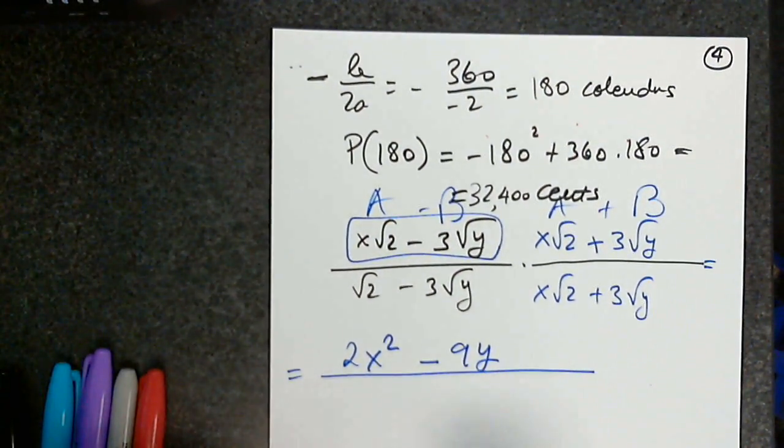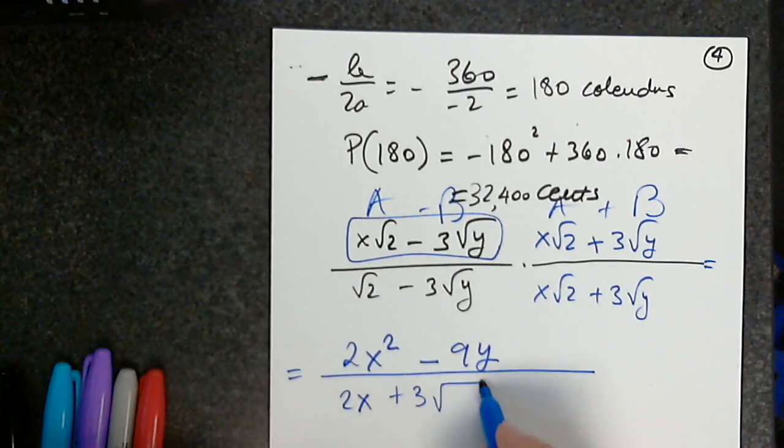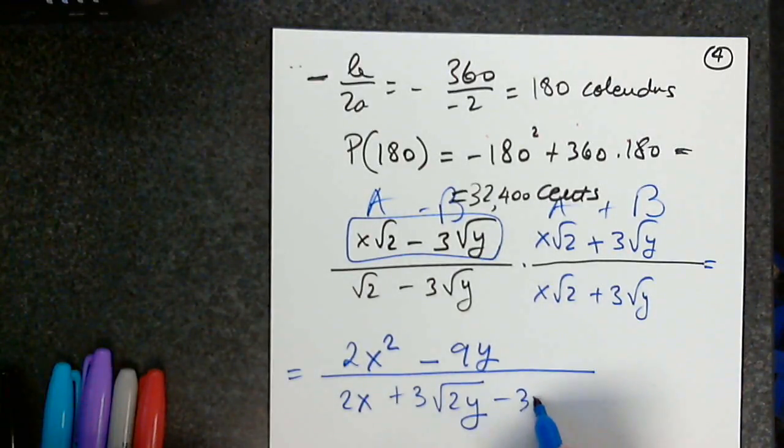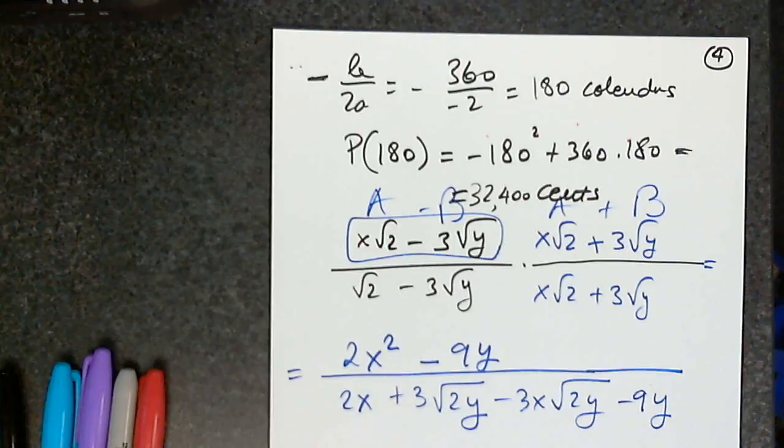Now here at the bottom I have to distribute. This times this is 2x. This times this is positive 3 square root of 2y. This times this is negative 3x square root of 2y. And this times this will be negative 9y. And there is nothing I can do here. Any questions on that?